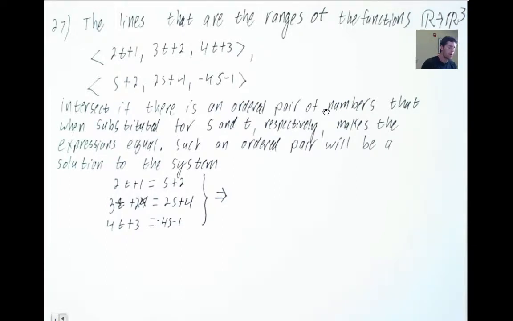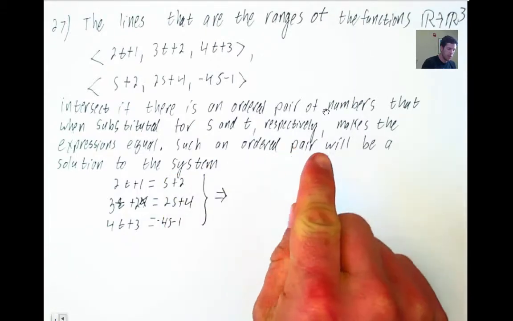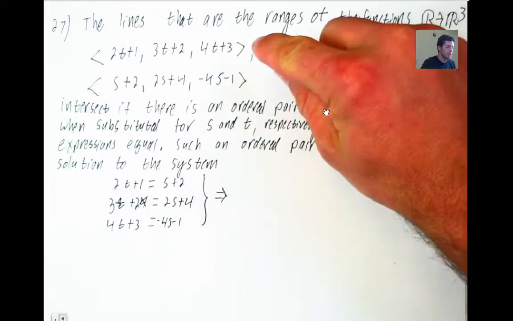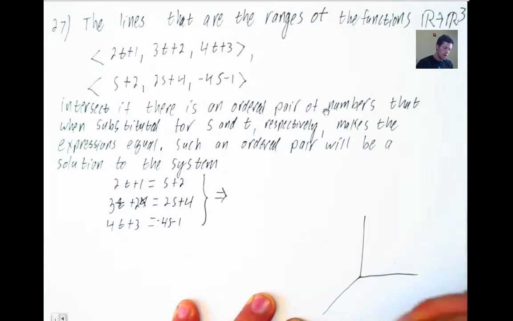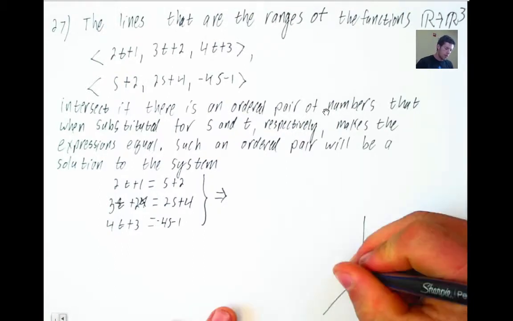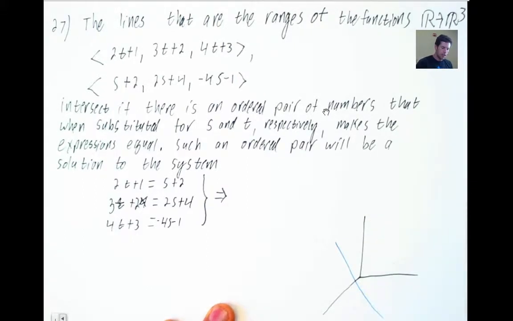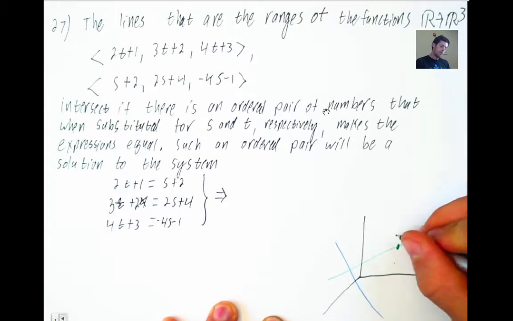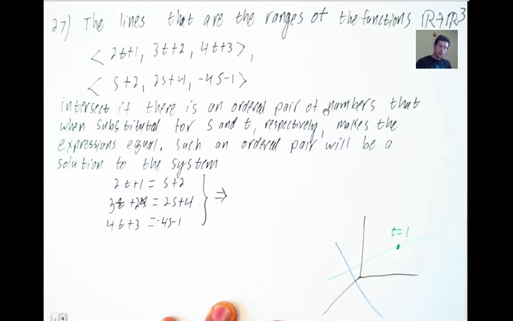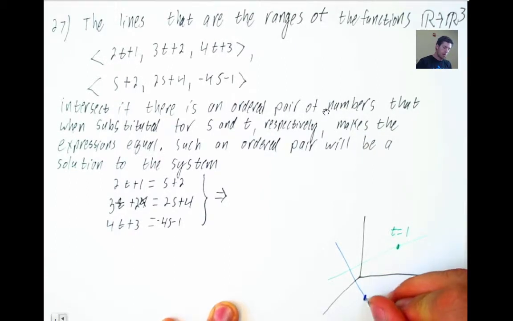For the following reason: these things intersect if there's an ordered pair of numbers that, when substituted for s and t respectively, makes the expressions equal. That is to say, now imagine that you're out here in 3 space and you've got two lines, one that goes like that and another that goes like that. Perhaps one of them, this is the point here that might correspond to t is 1. And then on the other blue one over here, this right here might be where s is equal to 1.